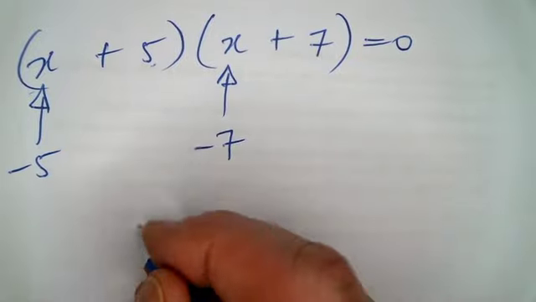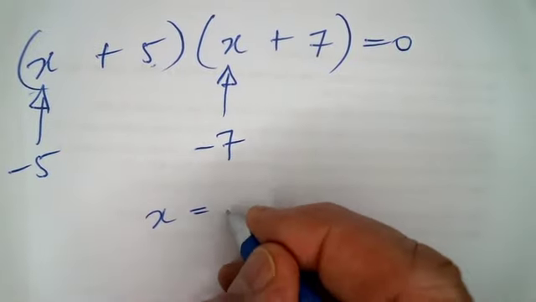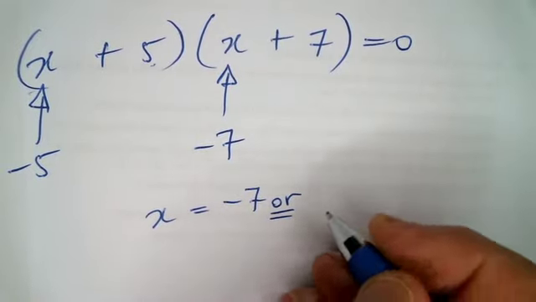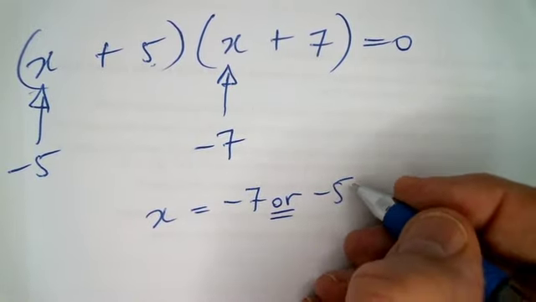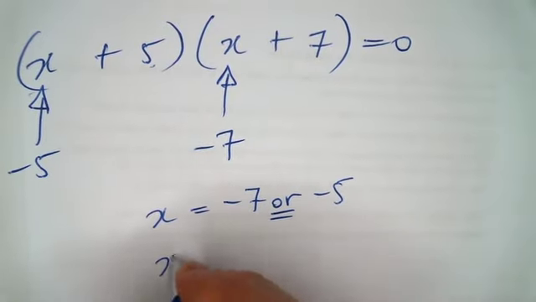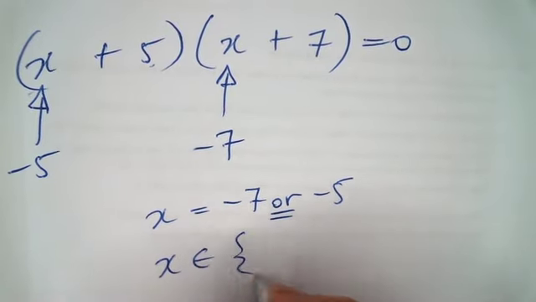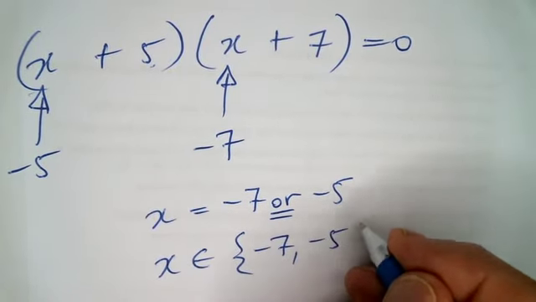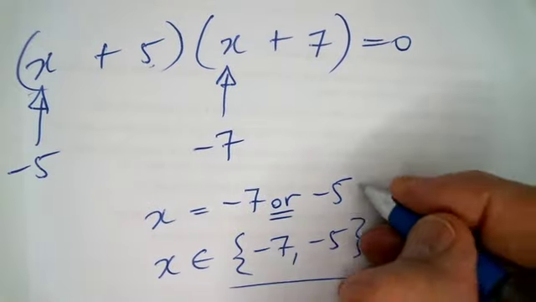So my solutions are x is equal to negative 7 or negative 5. Notice we write it in ascending order. So x is an element of, in this case I'm going to use set builder notation, negative 7, negative 5. Either is perfectly correct.